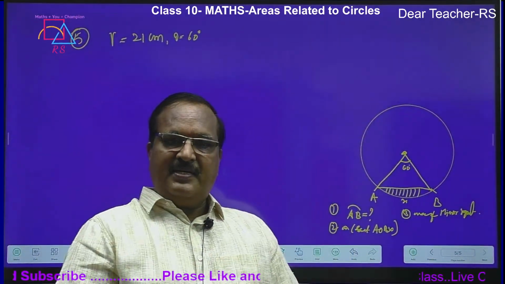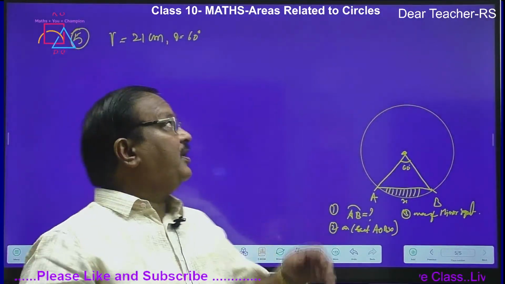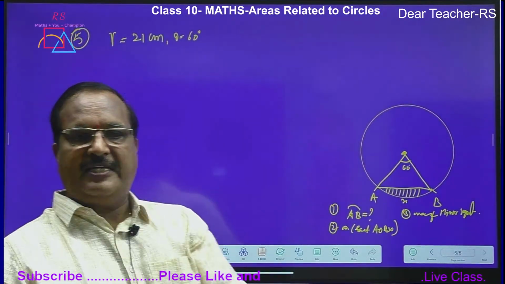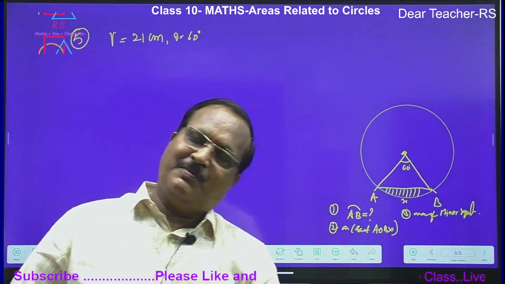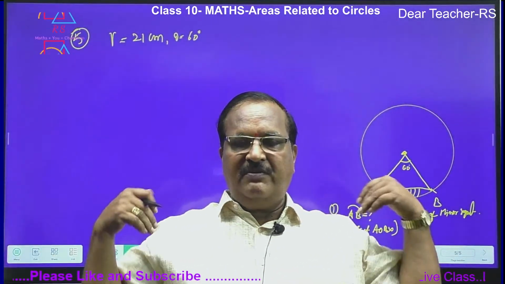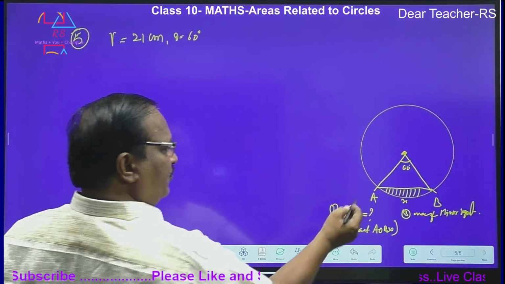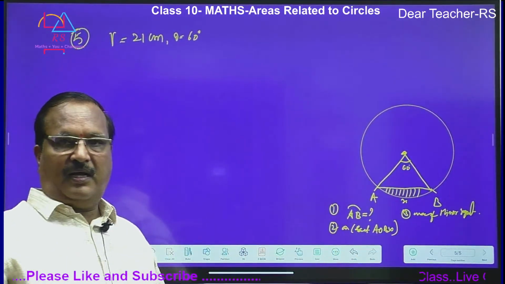So these are the things we have to find out from this information. As per the information, I have drawn the diagram. From the diagram, from the information, we will find out. First, only the arc is asked.